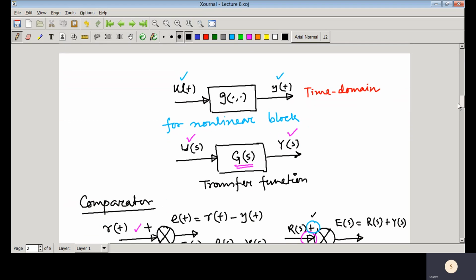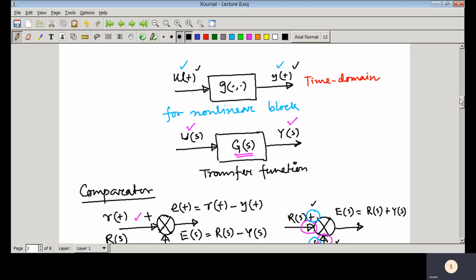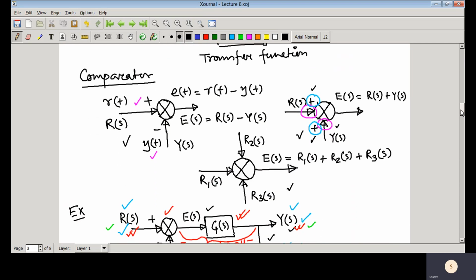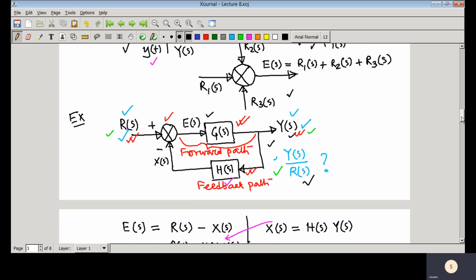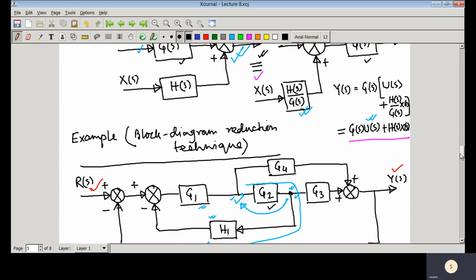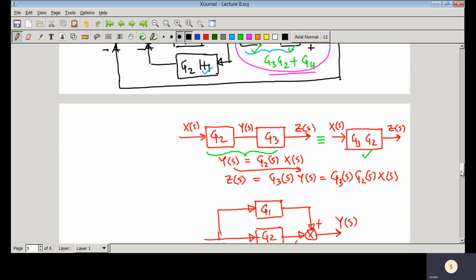Then for a nonlinear system, that is important, we need to present the block diagram in the time domain, and in the case of an LTI system we can do it in the time domain as well as in the Laplace domain. For the comparator, we have seen the basic algebraic operations that take place, and then we have seen the block diagram reduction technique. There are some methods we have followed, and finally we have solved one example.